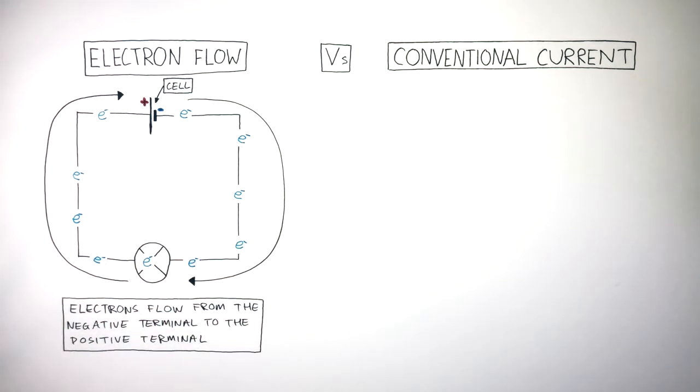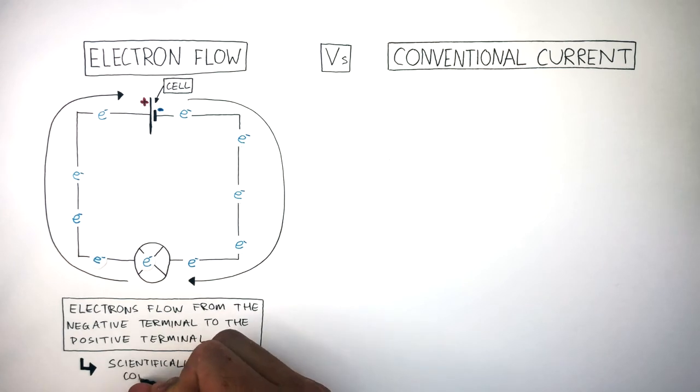The electron flow is how electrons actually flow in a real circuit. This is what is scientifically correct.